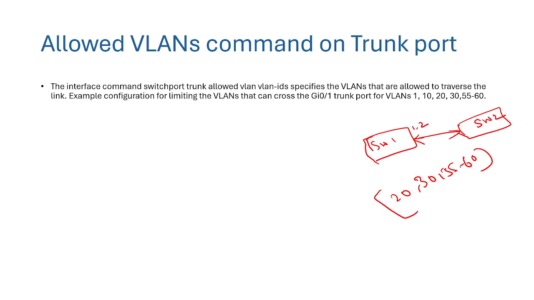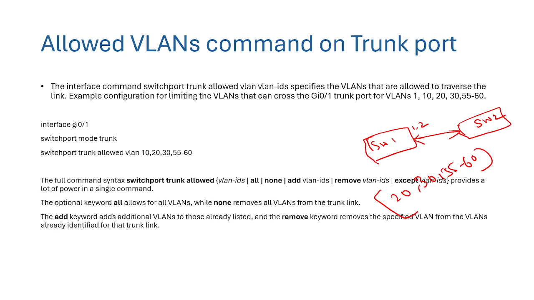Also, in case I want to restrict VLAN 20 and 30 from being sent, how do I do it? That is also possible. So the command that I'll be showing to you guys is this. You can see switchport trunk allowed vlan 10, 20, 30, 55 and 60. Other than these particular VLANs, if I have VLAN 100 or 200 or 21, those VLANs will not be allowed on the trunk port.